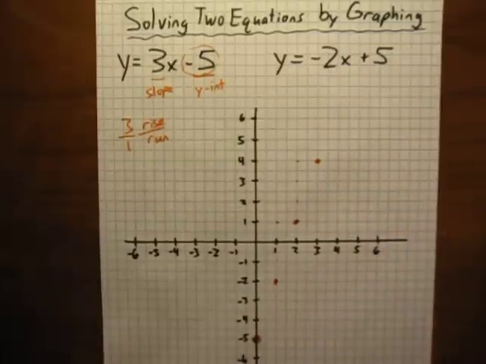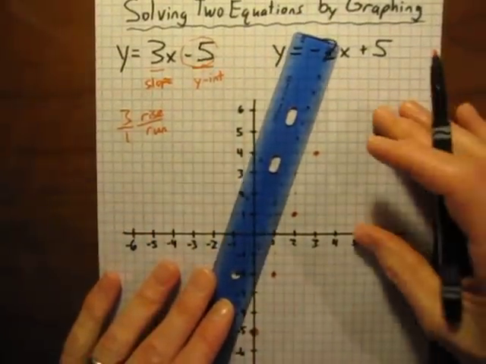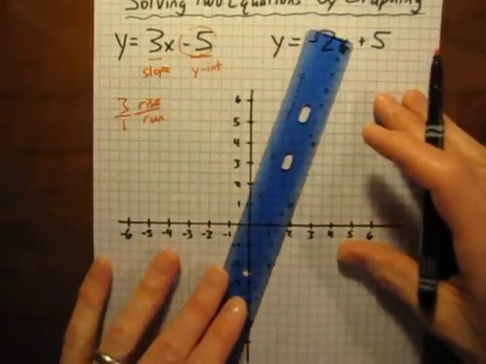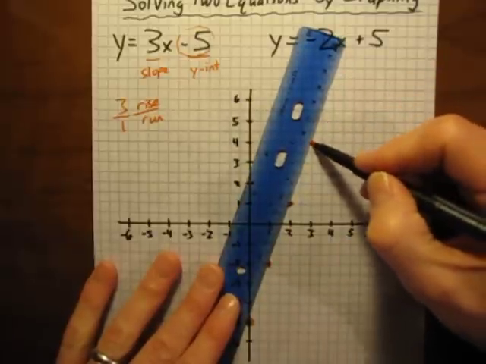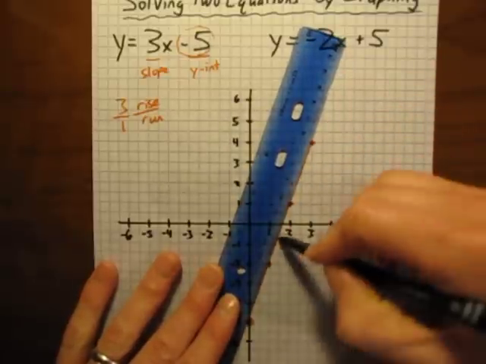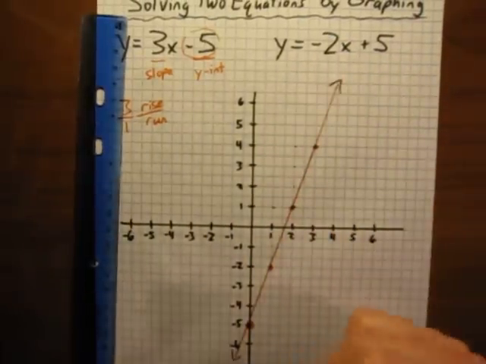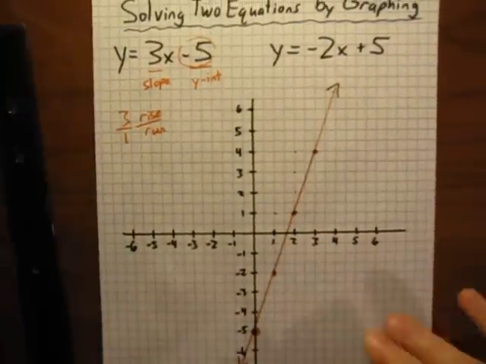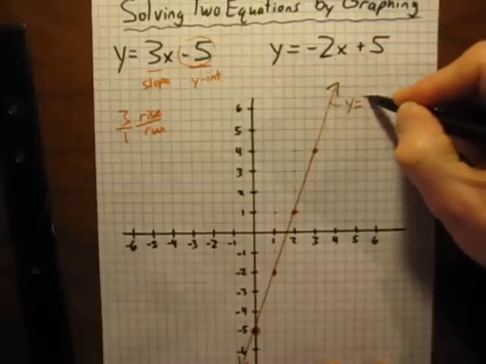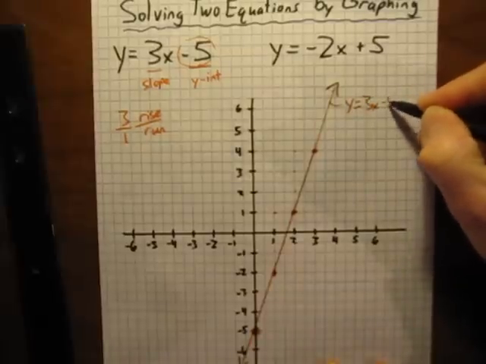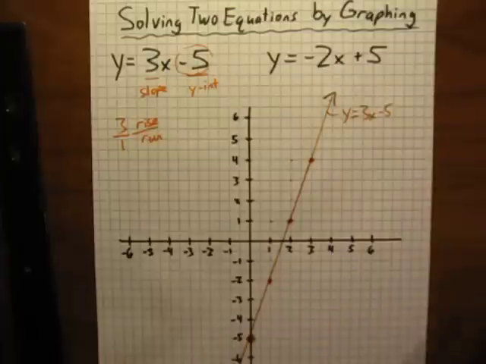And now all we need to do is take a ruler and connect those points with a line. Let's line it up just like this, and there is the line of that equation. So right there, this one represents y equals 3x minus 5. So there's that one equation. But we have two equations, so let's try another one.